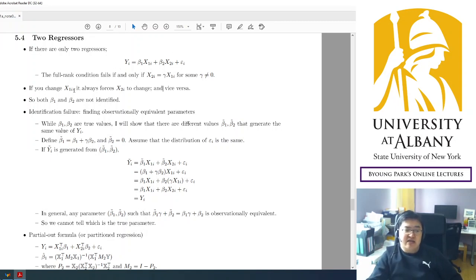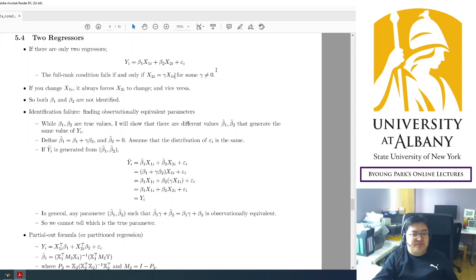That means, as I said, when you change x1, x2 will automatically change. So when you double x1, x2 will be doubled. When you increase x1 by 1 unit, then x2 will increase by gamma units. So there is no way you can handle the controlled variation. You cannot have controlled variation when this relationship is true.